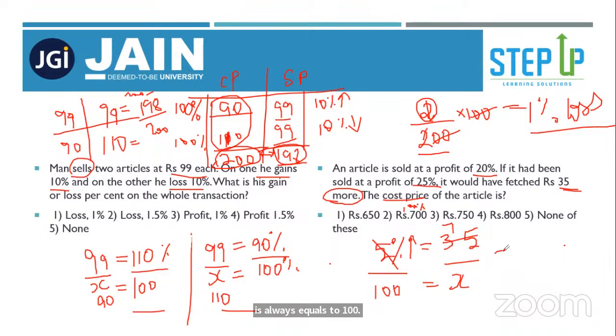So x equals 700. Yes, it's going to be out of 700. Got it right? The selling price would have been, sorry, the cost price would have been 700. Very clear?